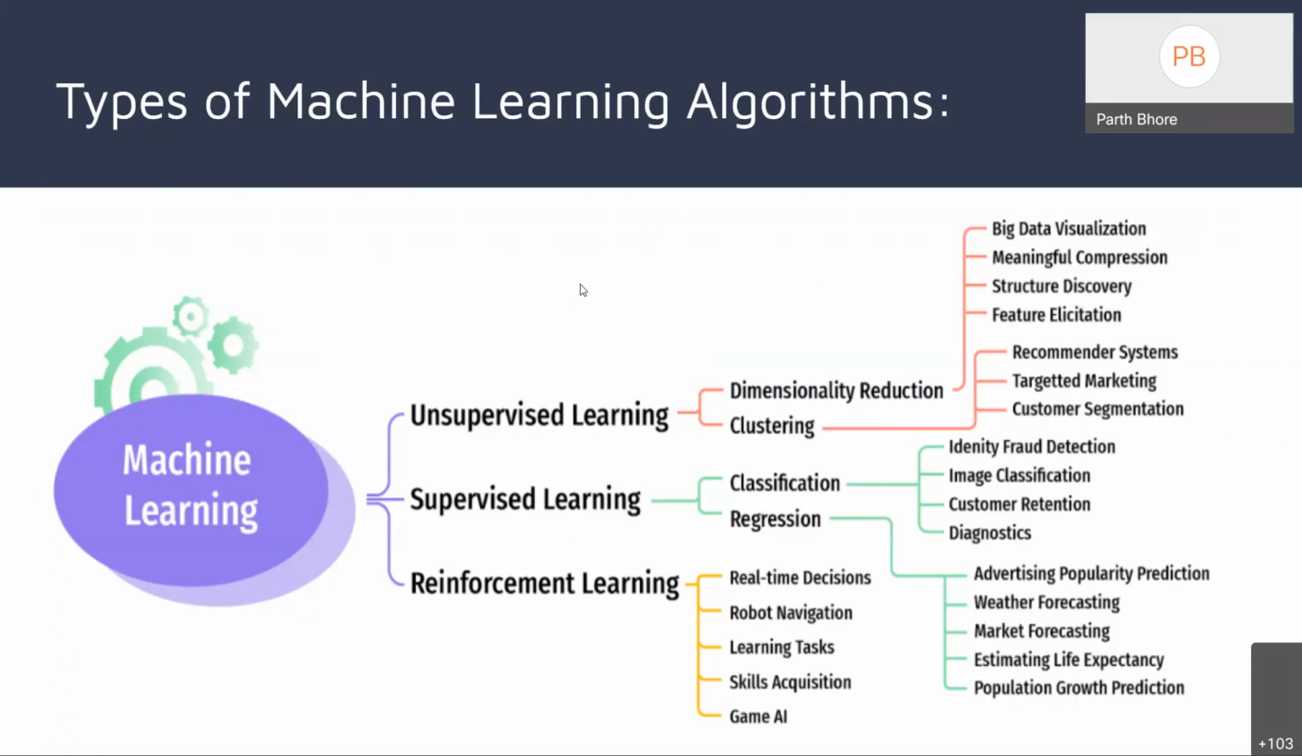Algorithms are mainly classified into three main classes: unsupervised learning, supervised learning, and then reinforcement learning. Here in this diagram, you can see that they are subdivided again, but first we need to focus on these three. First you should understand what is unsupervised learning, what is supervised learning, and what is reinforcement learning. I will explain them one by one.